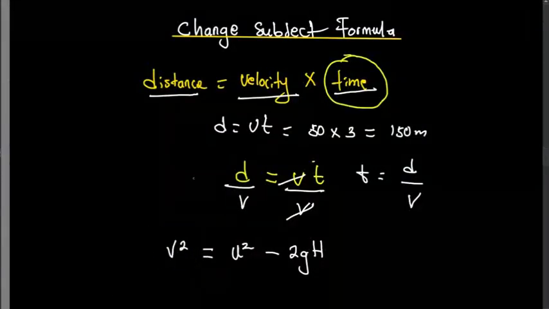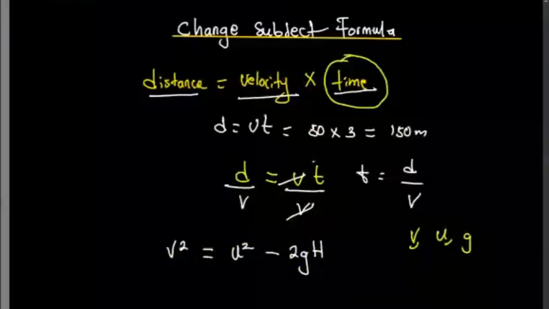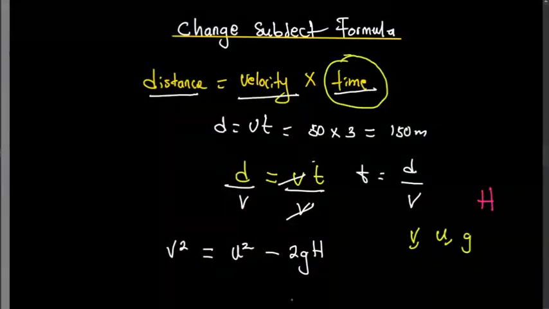So now let's say in our question they gave us V. They gave us U. They gave us G. We have V, we have U, and we have G. Then they asked us to find the height. We have to make the height in this equation the subject of formula. How do we make height the subject of formula? How do we do that?